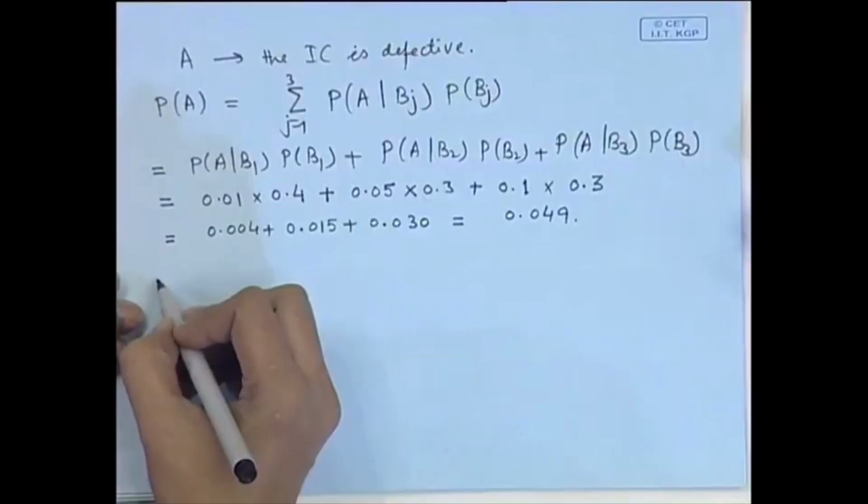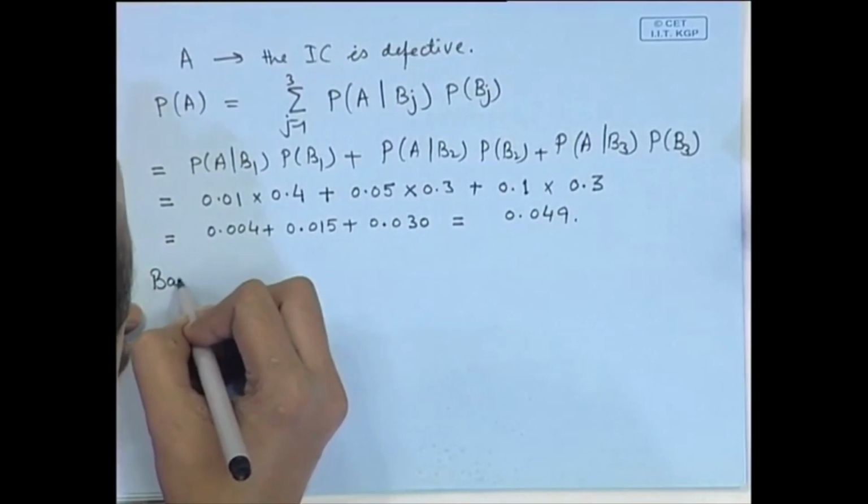Now, suppose the IC is supplied and somebody takes it and it is found to be defective. Then what is the probability that it came from first supplier, or it came from the second supplier, or it came from the third supplier? This way of looking at this probability is called posterior events, or the probabilities of the posterior events. So, the result for this is called Bayes theorem. Let me state the result first.